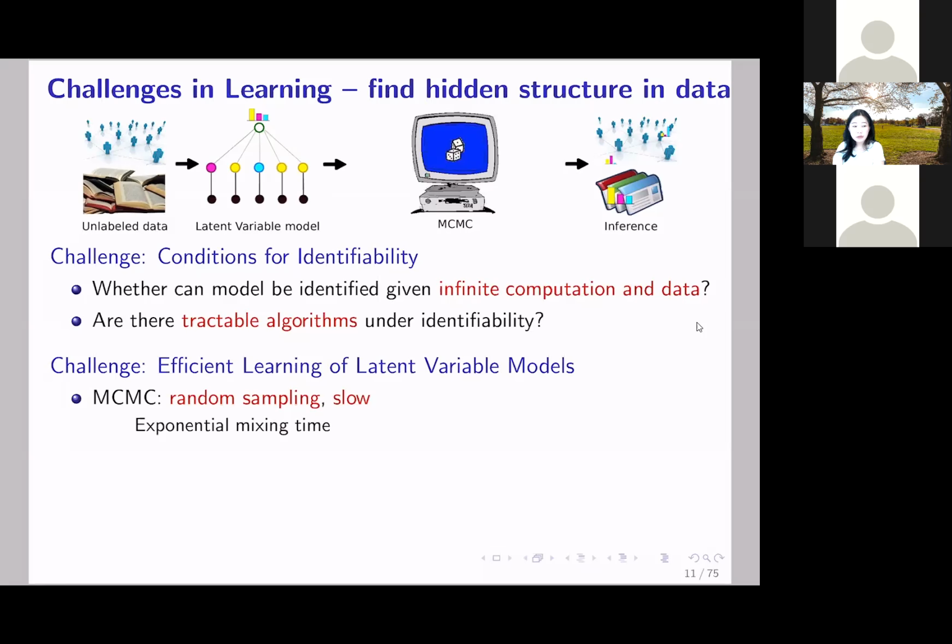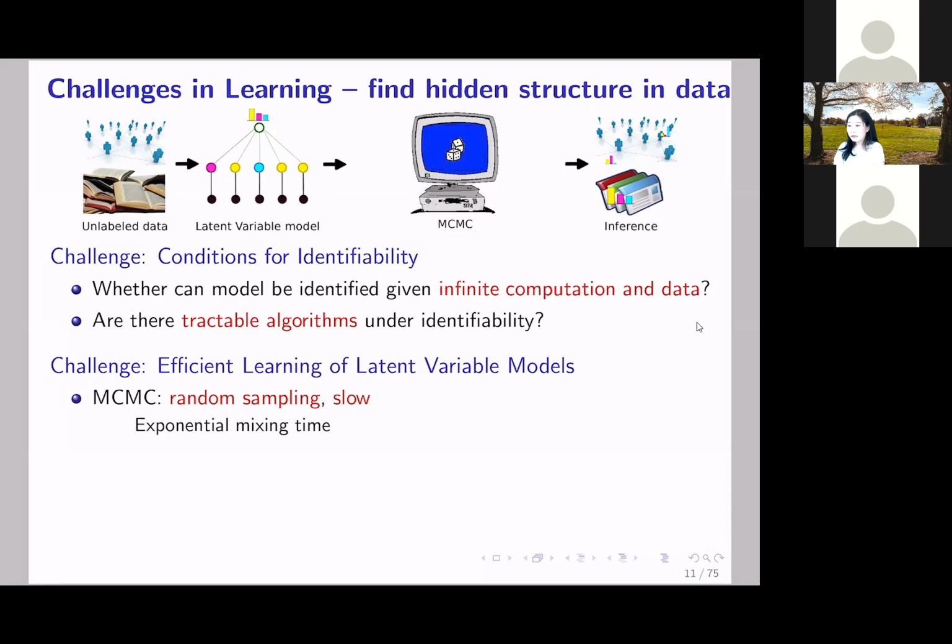Now, I talked about the challenges for conditions for identifiability, but even under identifiability, the challenge is the efficient learning of latent variable models, right? So how can you design efficient algorithms for learning these latent variable models?